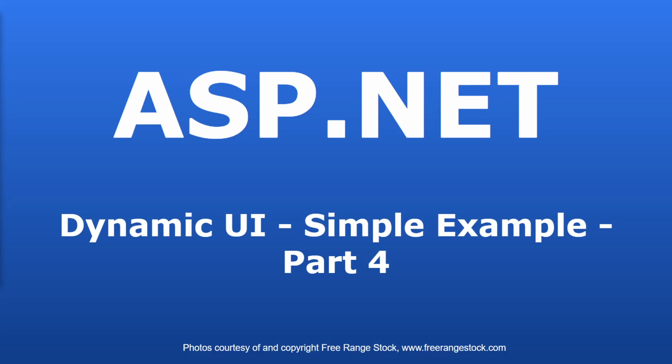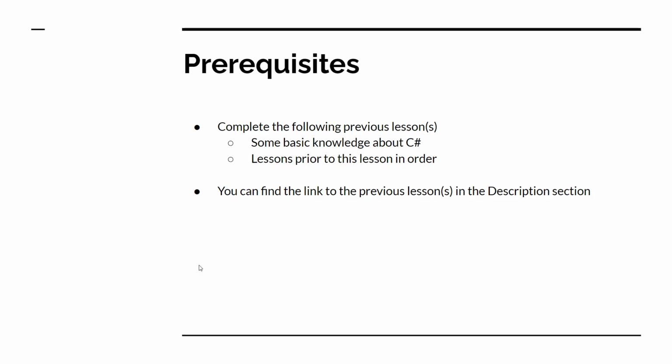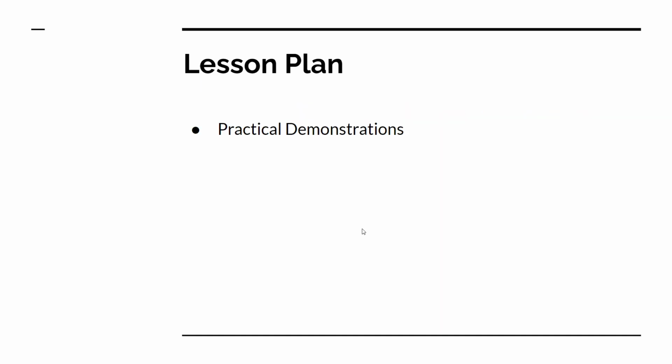Hi everyone. So the lesson is dynamic UI, simple example, part 4. So this is part 4, so you have to make sure you look at the previous parts before this. We'll be using these tools in this lecture, and make sure to have these prerequisites before you start this lesson. So these are the areas you will be covering in this lesson, and for you to get an idea about these bullet points, look at the previous parts where we discuss what these are. And as usual, it's going to be a practical demonstration. So now let's go and continue this lesson practically.